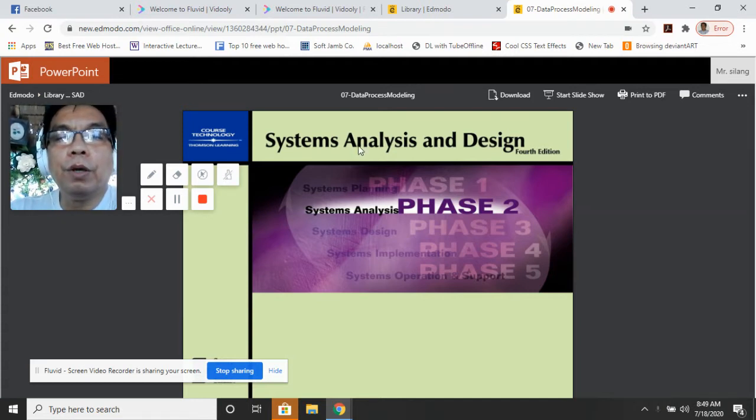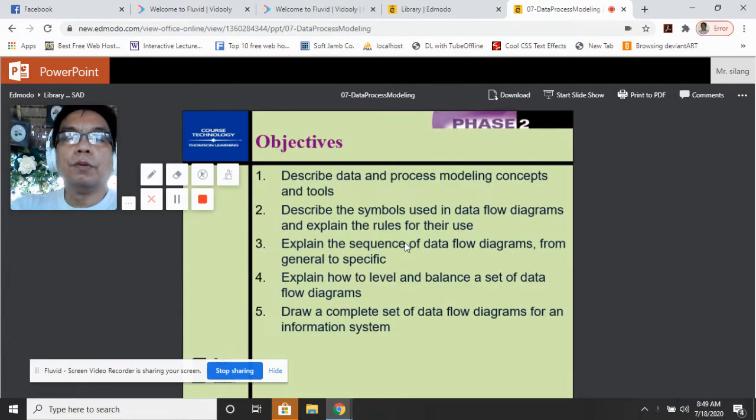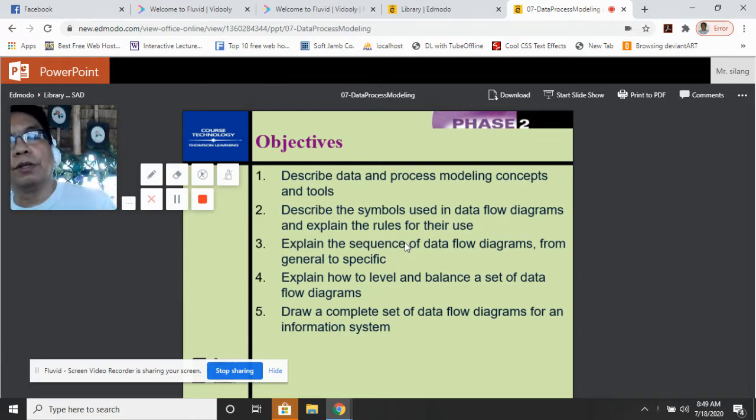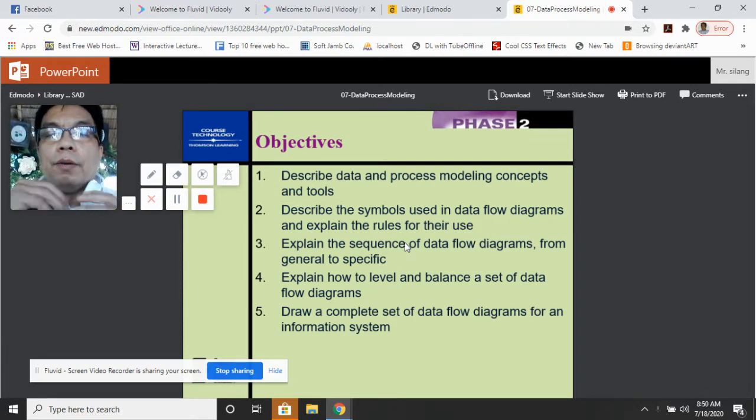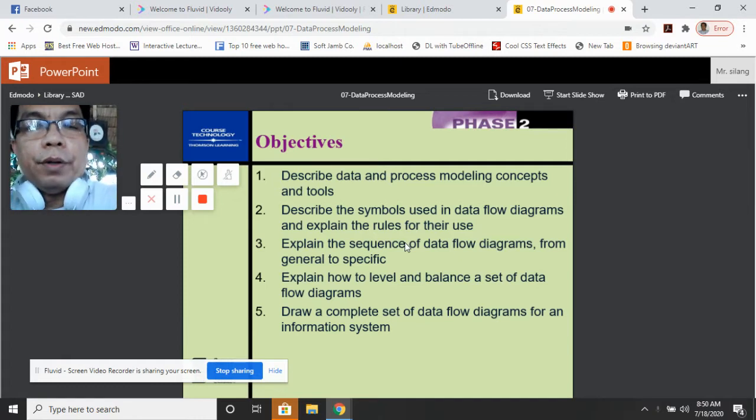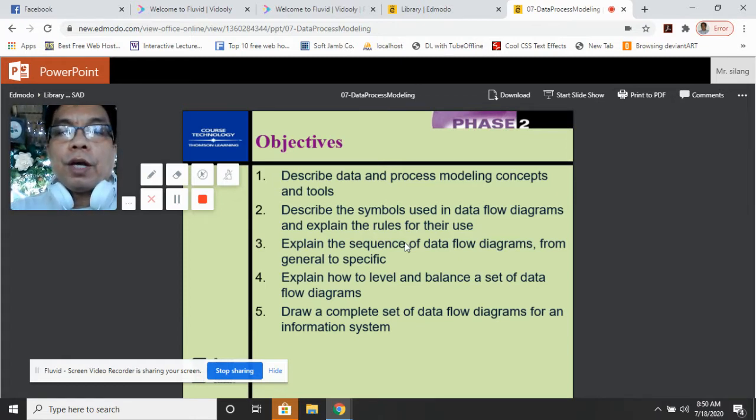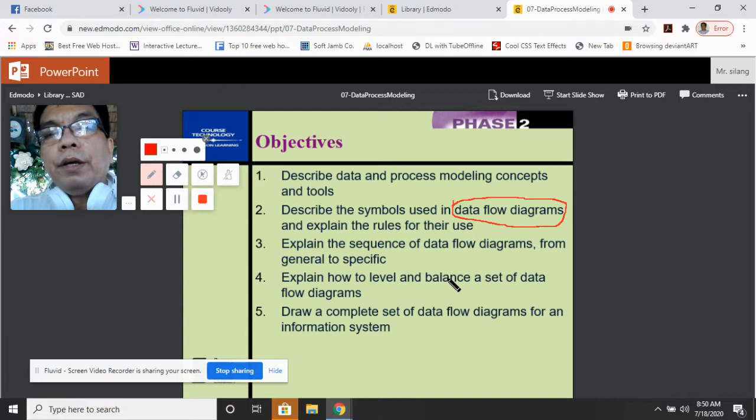So they will be discussing slide number 7, which is actually about data process modeling. So still we're on systems analysis phase. Okay. So the objectives, number 1 is to describe data and process modeling concepts and tools. Number 2 is to describe the symbols used in data flow diagrams and explain the rules for their use. So basically, this is what we'll be discussing for this slide.